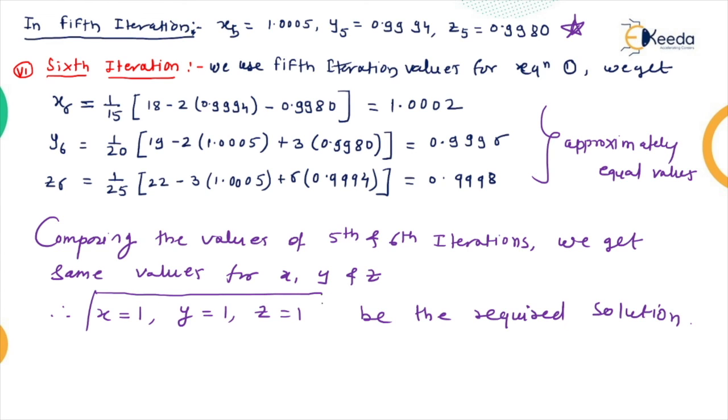So I conclude clearly that x, y and z are equal to 1, which is the required solution. I hope you understood it very well.